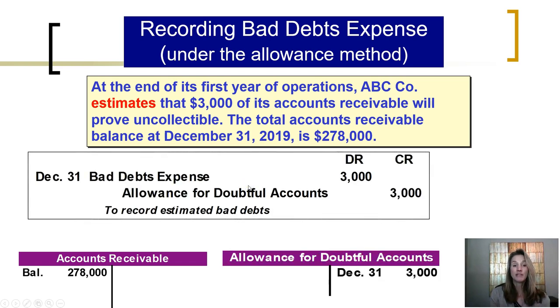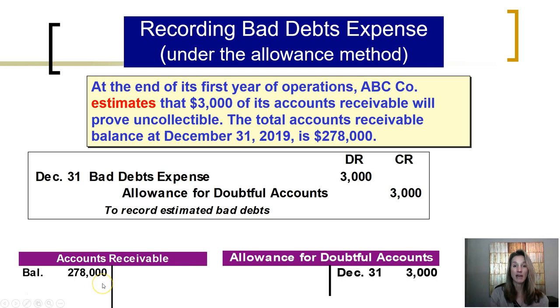What the allowance method does is it records a $3,000 bad debt expense, or the estimate of how much will not be collected. The allowance account is a contra asset account. Now, a contra account, recall, has a balance opposite of the account it's tied to. The allowance for doubtful accounts is a contra asset account tied to accounts receivable.